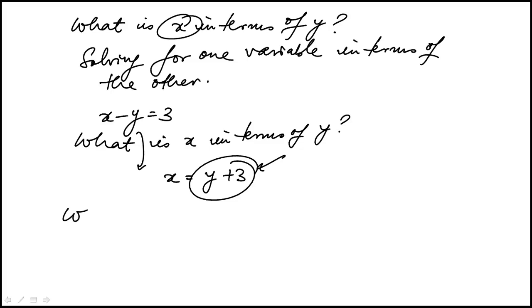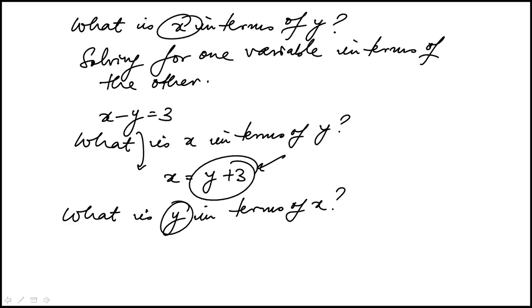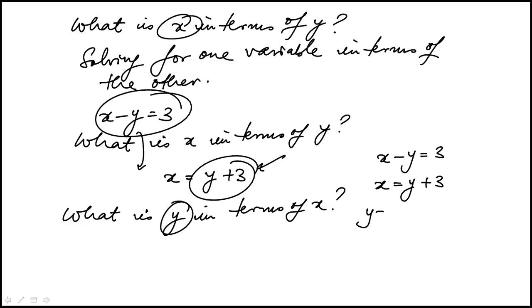Now if they asked you what is y in terms of x, that means you isolate y. So we have to take this equation, I add y to both sides, it becomes x is equal to y plus 3, and then I subtract 3 from both sides, I get y equal to x minus 3. So this is y in terms of x. So this language throws off a lot of students, so I thought I'd give you this simple example to clarify that.